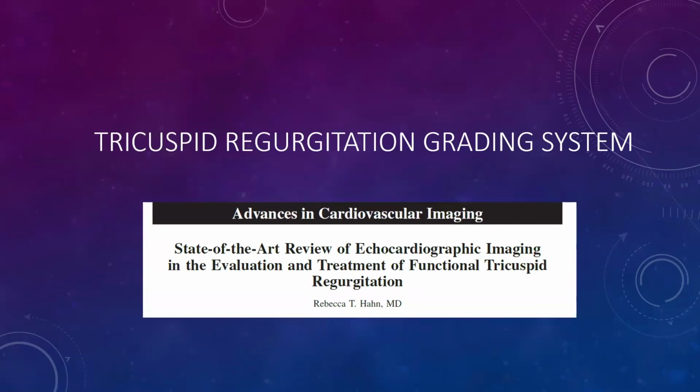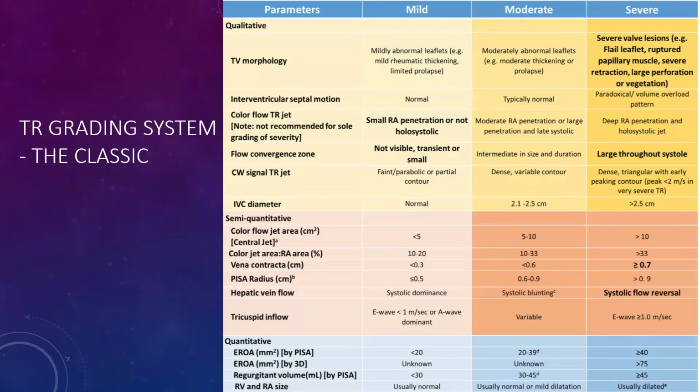Okay. So now we'll talk a little bit about tricuspid regurgitation and the grading system. And again, Dr. Hahn's name appears as we talk about this in detail. So the tricuspid valve severity grading system typically included mild, moderate, and severe.